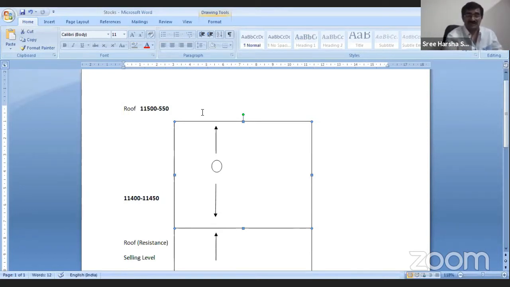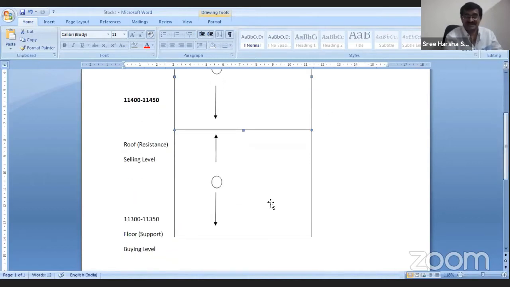So let's assume it breaks this 11,400, 450 and starts falling down. The next support for this is this 11,300. Now 11,300 starts going up, but here, instead of acting as a support, it will act as a resistance. So the concept here is, whenever a support gets broken, support will become resistance. Whenever the resistance gets broken, resistance becomes a support. I hope this is clear with you.